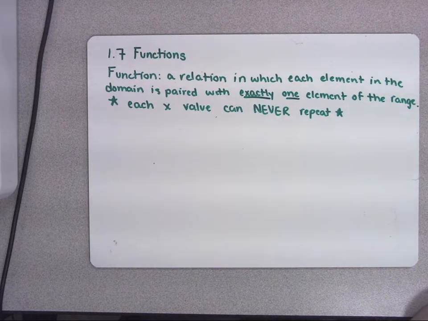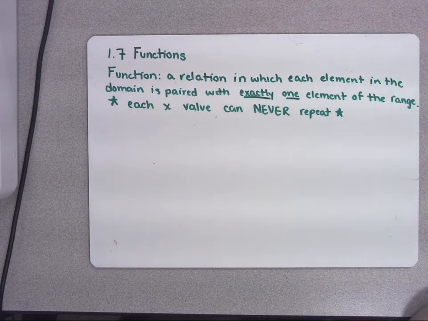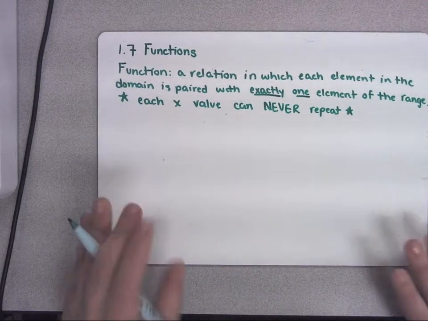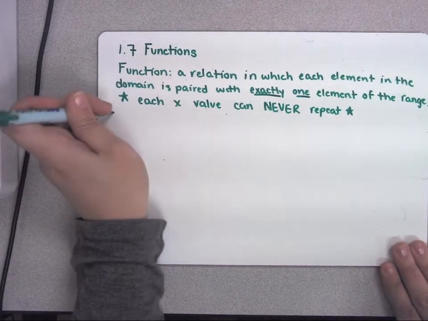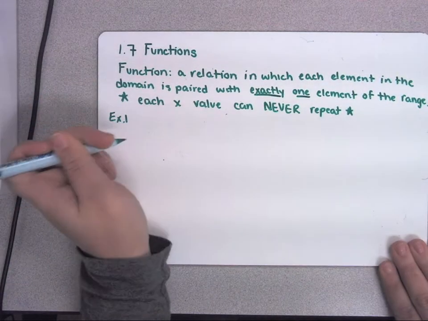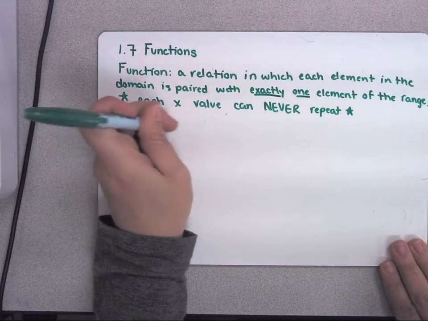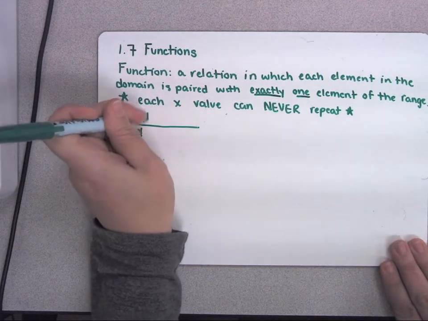So what we're going to do is look at every form of a relation, look at its information, and see if it's just a relation or if it's actually a function. Okay, let's start with the easy one. We'll work our way up. Example 1, let's start with a table. My table is going to be sideways though. X on top, Y on the bottom.